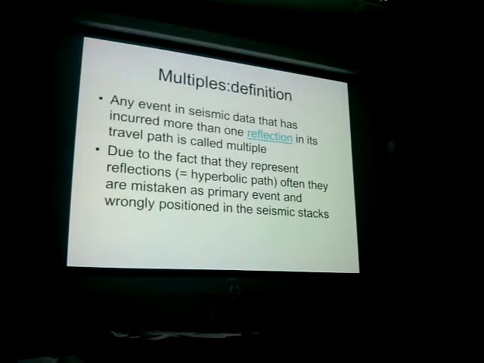Right. Multiple definition: any event in seismic data that has incurred more than one reflection in its travel path is called a multiple. Easy peasy. Due to the fact that they really represent reflection along hyperbolic paths, often they are mistaken as primary events. Now we start to introduce terms that will often be used within petroleum companies: primary events, as distinct from what we call multiples, which are wrongly positioned in the seismic stacks.